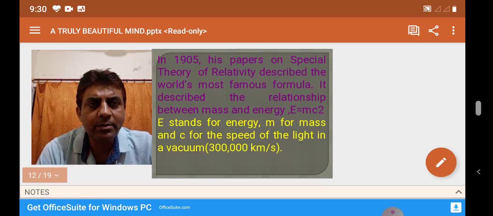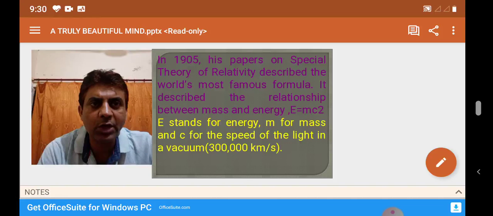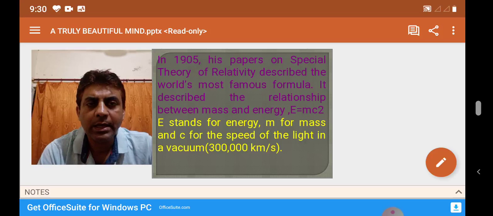In 1905, his papers on special theory of relativity described the world's most famous formula. It described the relationship between mass and energy, that is, E is equal to mc square.